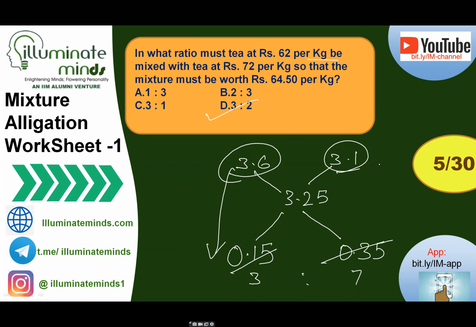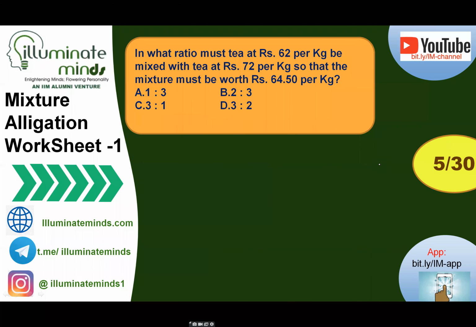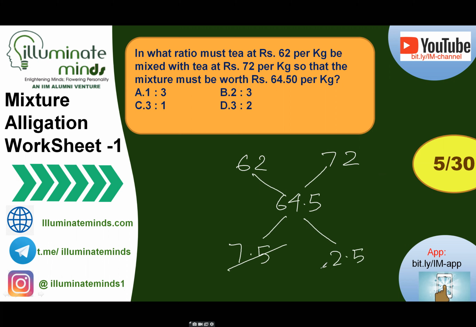Just a minute. Before I go ahead, I need to clear this. This question says, in what ratio must tea at rupees 62 per kg be mixed with tea at rupees 72 per kg so that the mixture is worth 64.5? This is also simple: 62, 72, 64.5. This should not take much time, 7.5, this is 2.5, this is 3:1. So 3:1, 3 for 62 and 1 for 72. So the answer is option C.